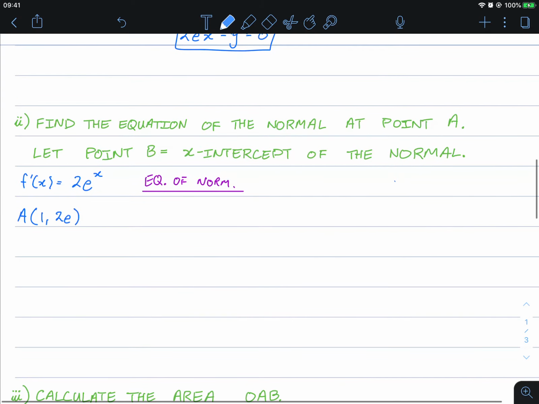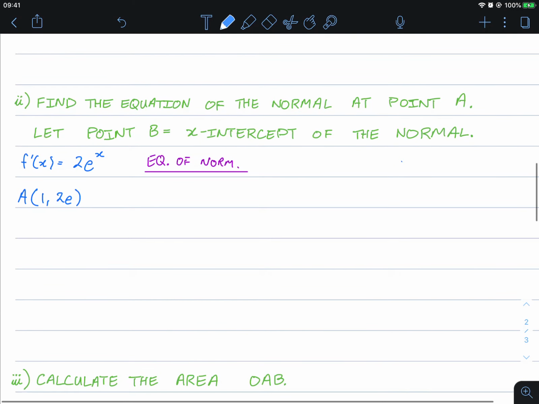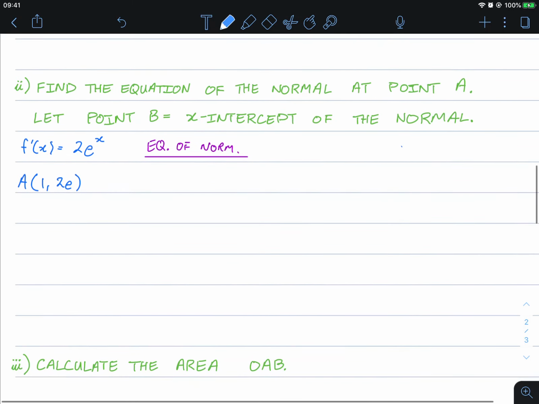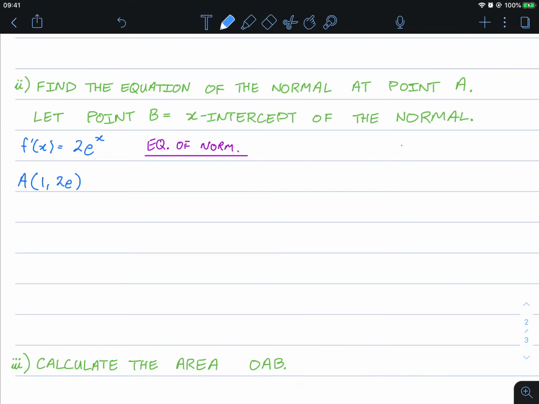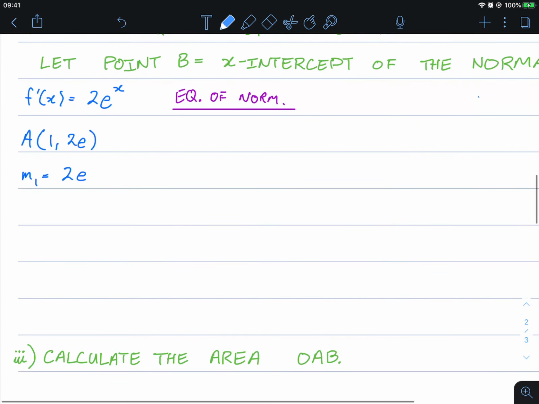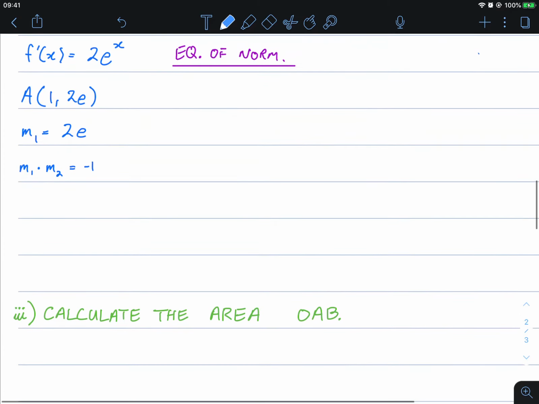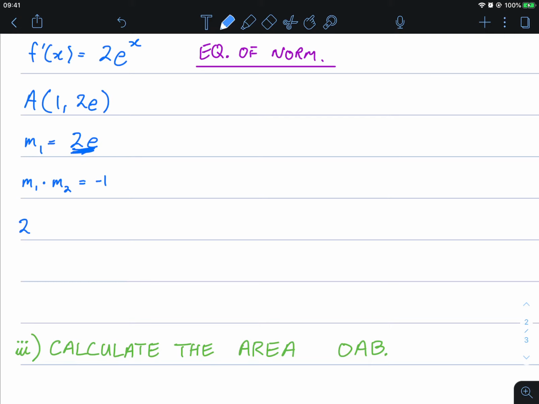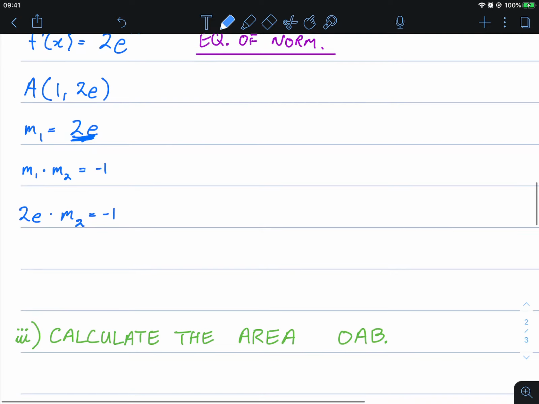We now need our gradient. Now, the normal is perpendicular to the tangent. So the gradient of the tangent, m1, is equal to 2e. And we know that for two lines to be perpendicular, gradient 1 times gradient 2 should equal negative 1. Substituting 2e, so that's 2e times m2. We can divide by 2e, so m2 equals negative 1 on 2e.